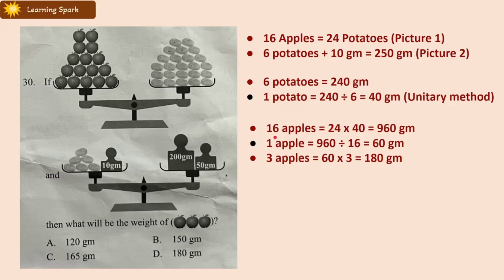Now let's see, 16 apples equal to 24 potatoes, right? And each potato is 40 grams. So 24 into 40, total 960 grams. So 1 apple equals 960 divided by 16, because 16 apples equal 960 grams. So 1 apple equals 960 divided by 16, which is 60 grams. So 3 apples will be 60 into 3, so 180 grams. Okay, so the answer will be 180 grams.